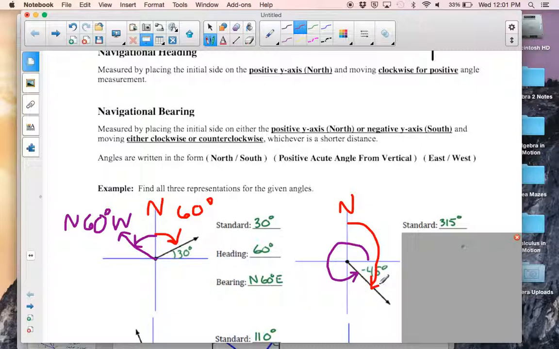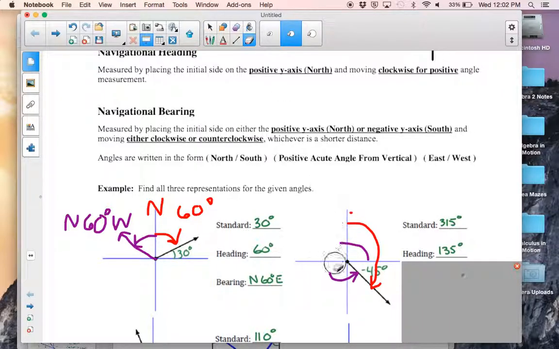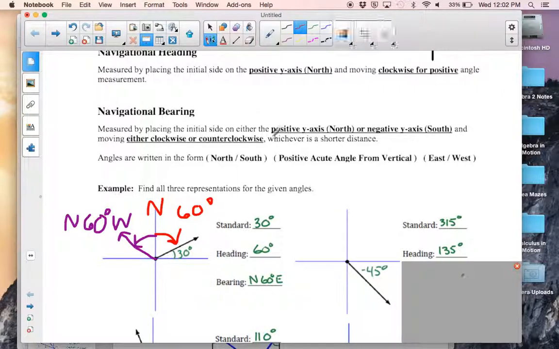So I want to know how many degrees I travel on my heading. Well, this is 90 degrees on top, plus 45, which means I'm on a heading of 135 degrees. As a bearing, remember it's north and then an angle and then east or west, or south and then an angle and then east or west, depending on what you're closer to. For this example, this angle is closer to south.